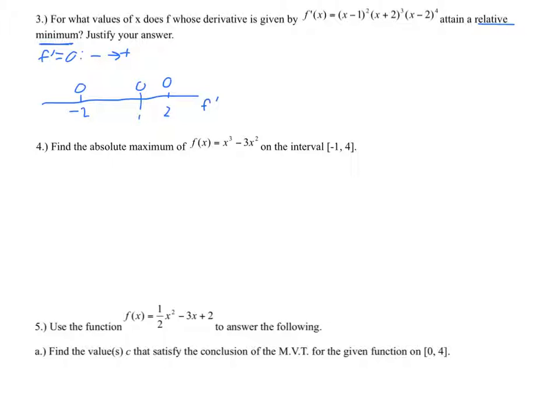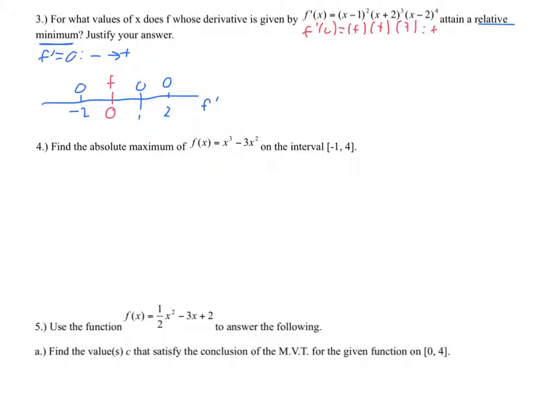We now need to pick an x value that is not one of these three. So I'm going to pick 0. If I plug in f prime of 0, I'm looking for the sign. 0 minus 1 squared is positive. 0 plus 2 to the third is positive. 0 minus 2 to the fourth, a negative number raised to an even power, is positive. So f prime of 0 is positive.